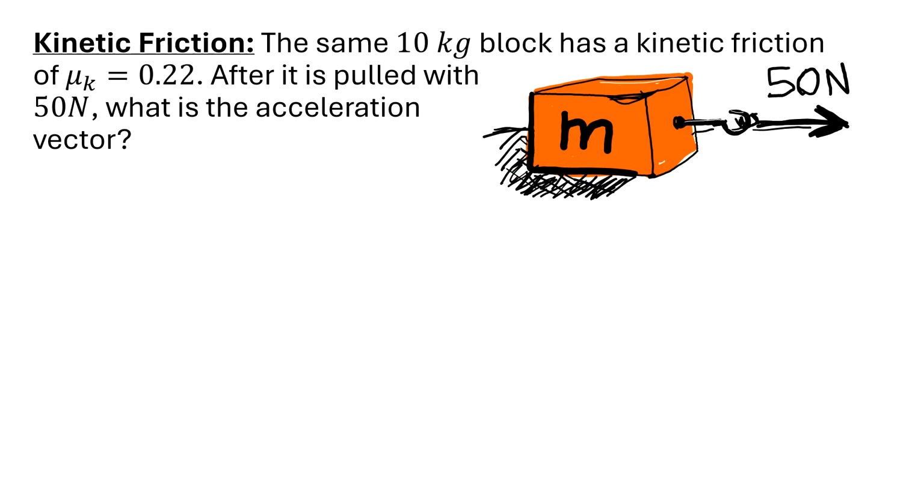Okay, now let's look at this scenario again, but now under a kinetic friction problem. So the same 10 kilogram block has a kinetic friction of mu k equals 0.22. After it is pulled with 50 newtons, what is the acceleration vector?